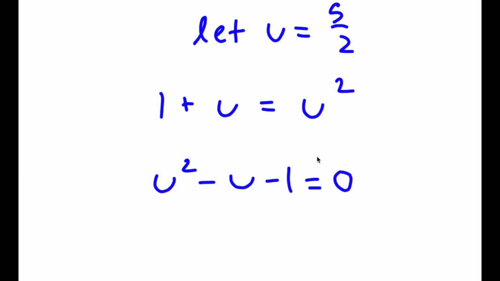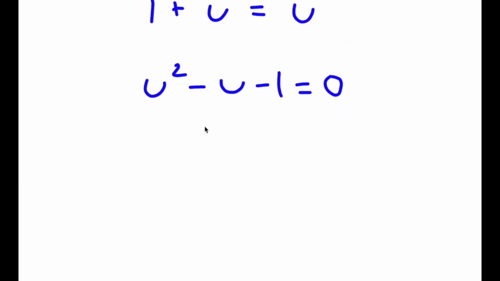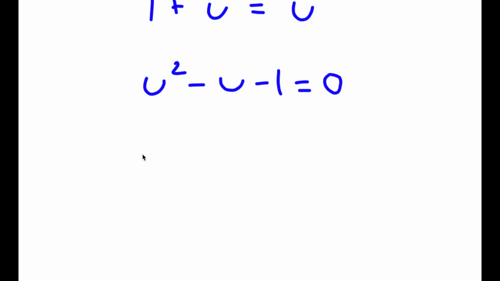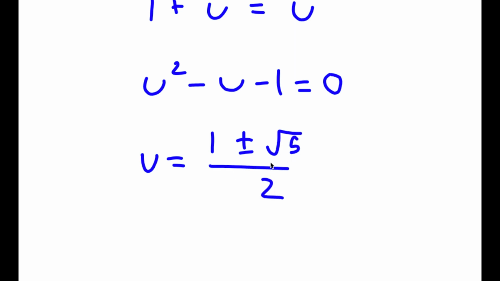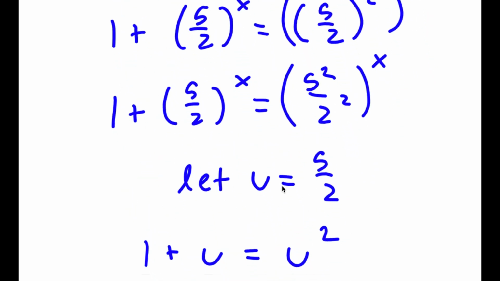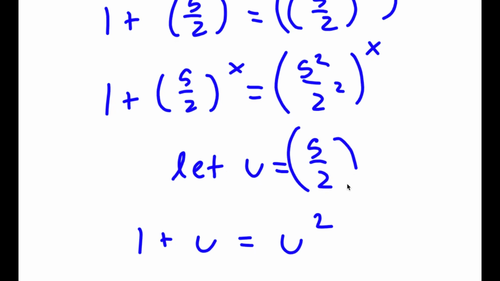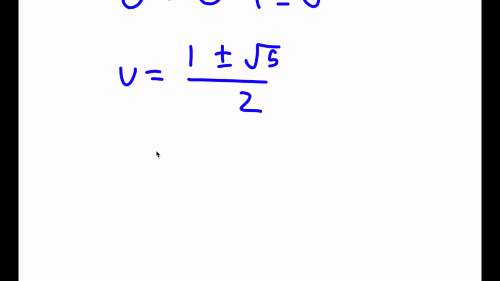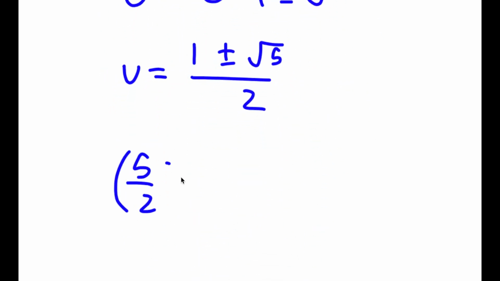So now if I rearrange this, I get u squared minus u minus 1 is equal to 0. So I'm going to use the quadratic formula to solve this. I'm not going to waste your guys' time, but you should get, if you do end up using the quadratic formula, u is equal to 1 plus or minus the square root of 5, over 2. So now remember how we said u is equal to 5 over 2 to the power of x. So this means that 5 over 2 to the power of x is equal to 1 plus or minus the square root of 5, over 2.